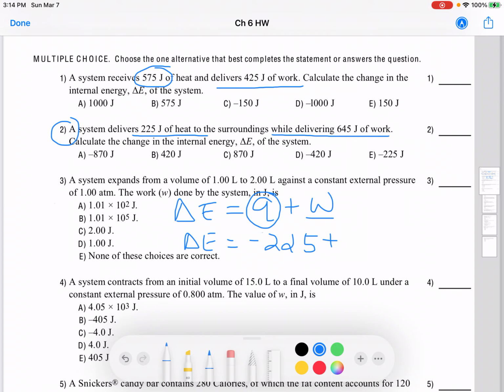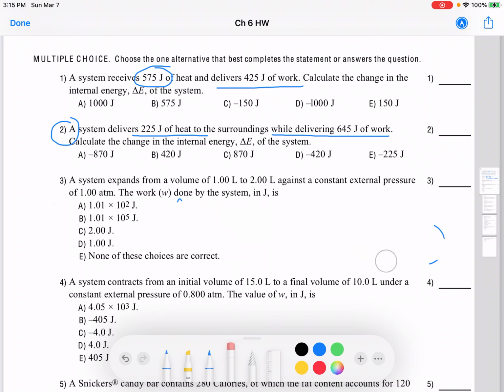By delivering something, are we gaining energy to the system or losing energy? If you deliver, the system is losing energy, meaning your work is also going to be negative. So negative 645. When you add these two together, it will give you the internal energy delta E of the system. Both are going to be negative terms, so your answer will be negative when you add the two together. Okay, that's how you would do your first two questions.